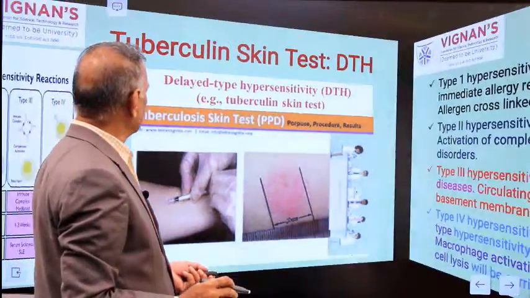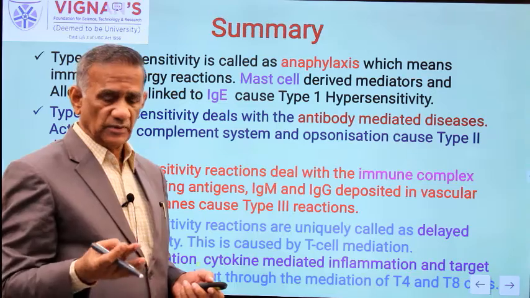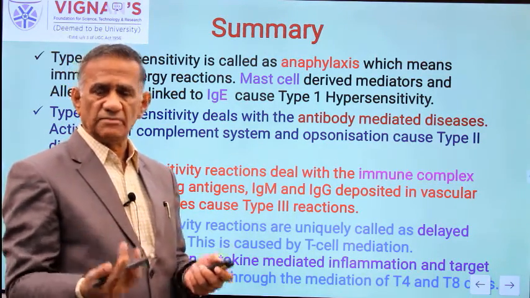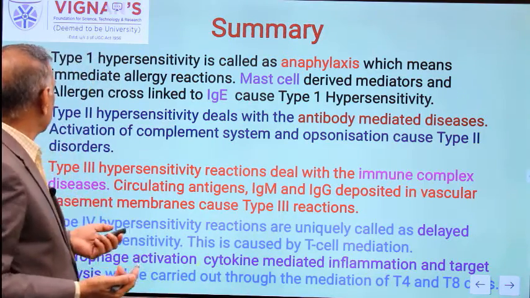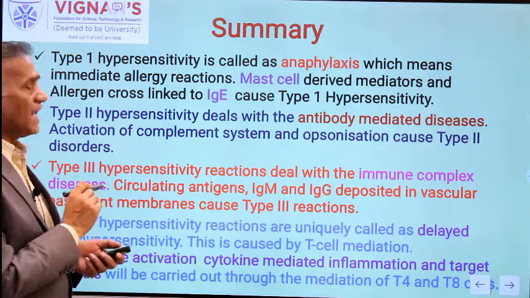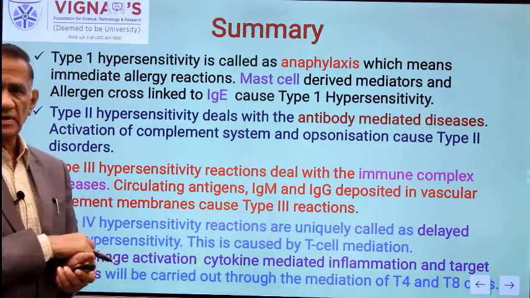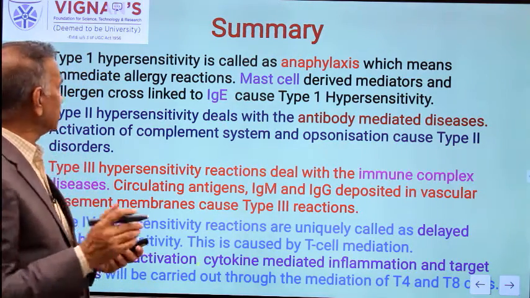So now let us see this summary. We have seen type 1, type 2, type 3, type 4. Types 1, 2, 3 are immunoglobulin mediated. Type 4 is cell mediated. Okay. So now let us see the summary. Type 1 hypersensitivity is called anaphylaxis, which means immediate allergy reactions. The immediate allergy reactions are performed by mast cells in association with IgE.